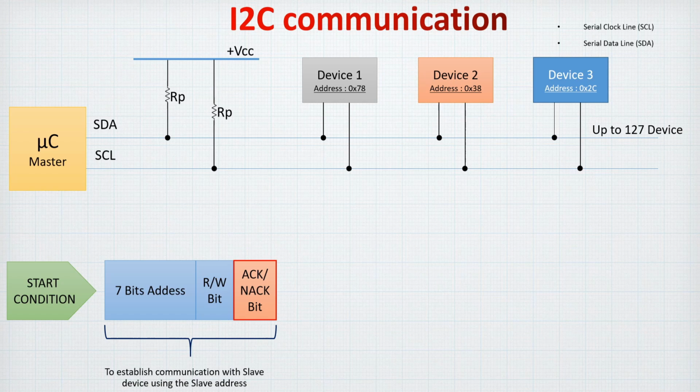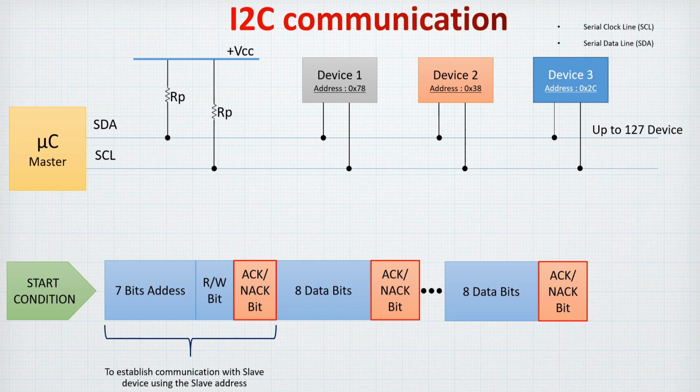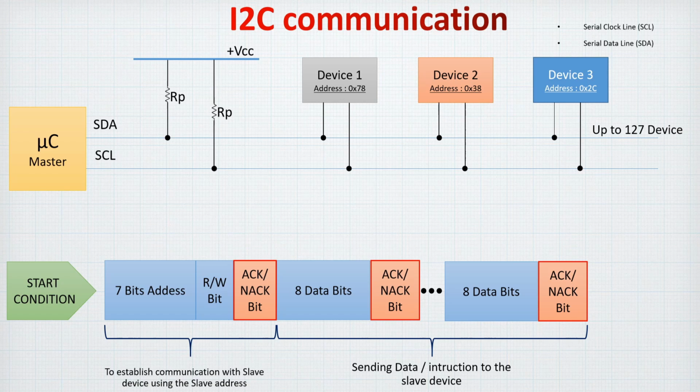After the activation of the slave, or the establishing of the communication, there is an 8-bit signal sent, each time with an acknowledge bit. And this is also followed by a number of 8 data bits with acknowledge each time. So there is a number of them for the communication. This is the part where data and instructions are sent to the slave device. Actually, it's sending or receiving depending on the read or write bit.